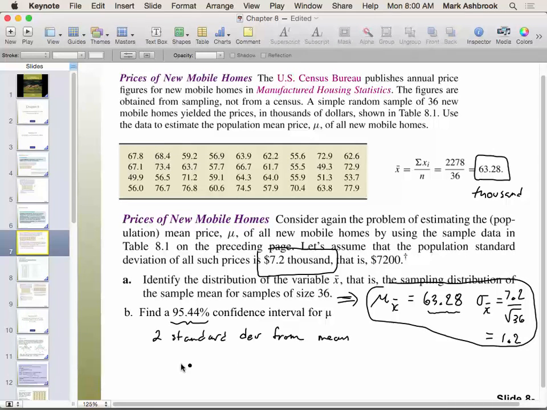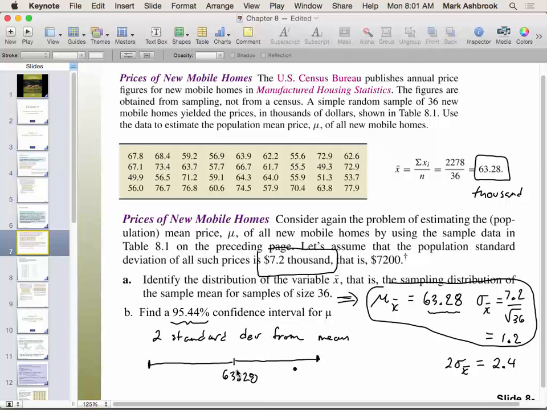So how are we going to get that range? Here's 63.28. How do we get the top of the range and the bottom of the range? So you're going to do 1.2 times 2 to get 2 standard deviations, and add that to 63.28. That gives you the right side of the interval. Then you do the same thing minus 1.2 times 2, so 2.4, and that gives you your left side. So 2 standard deviations is 2.4. Are we good with that?